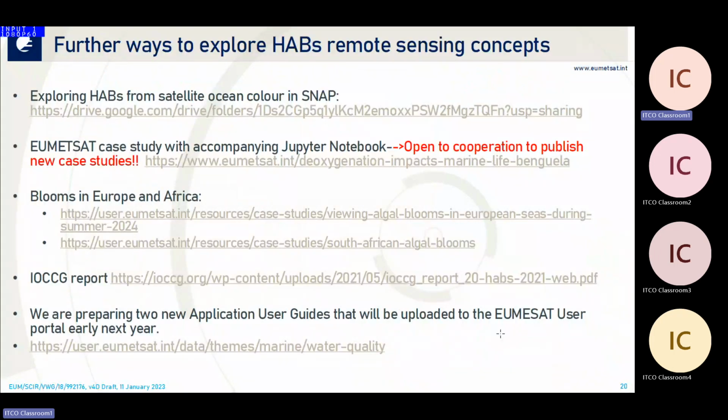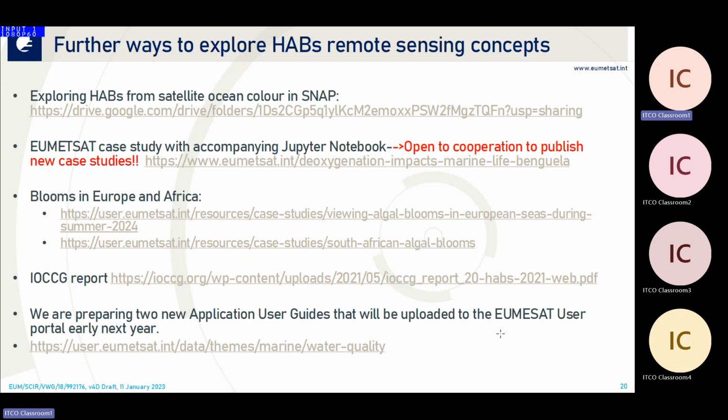This lesson has been extended. There is a PDF with a lot of information and the images that she used, and an activity you can do by yourself. We are not going to do it now. EUMETSAT also has generated case studies, and these case studies have Jupyter notebooks to go through them. And of course, EUMETSAT is open to cooperation. If you have a nice case study you want to share, it will be reviewed and published.